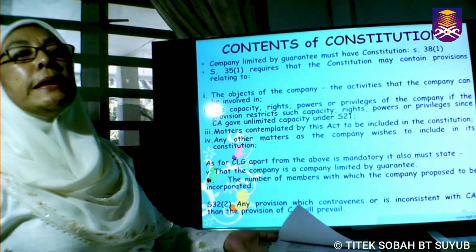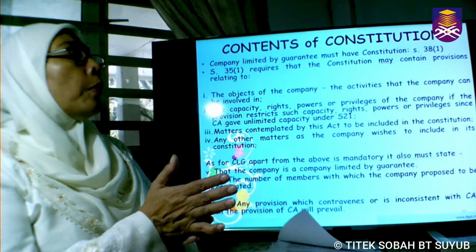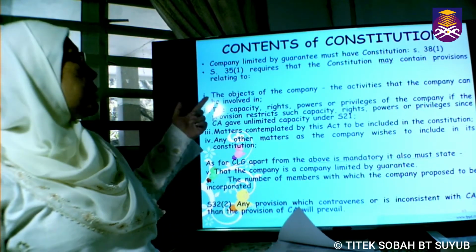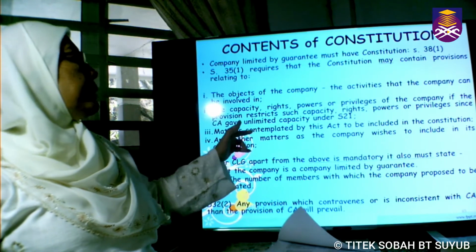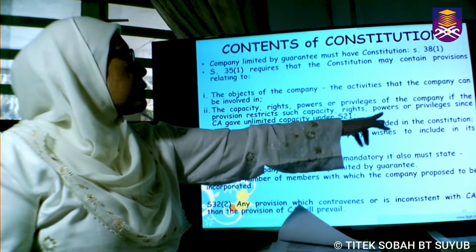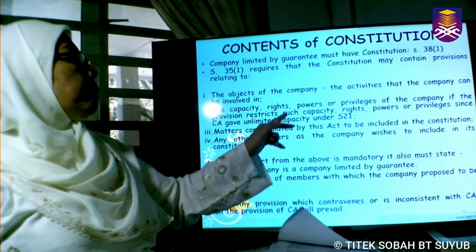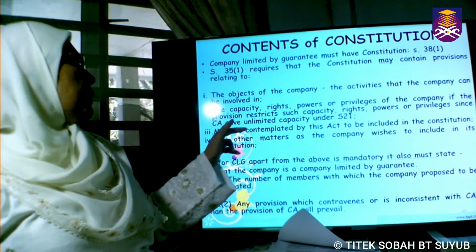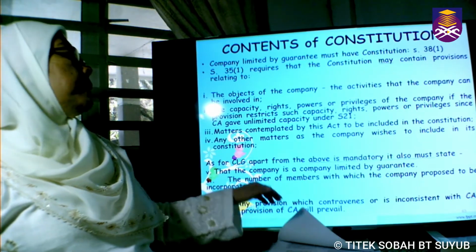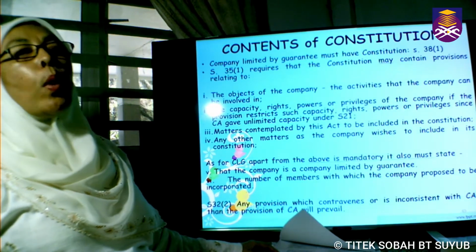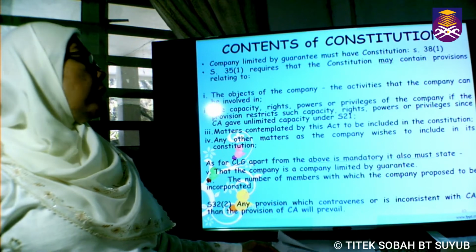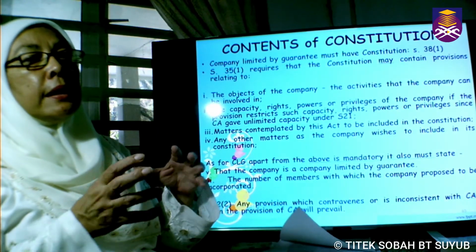What is the object of the company? This is actually the activity that the company can be involved in. So this is the object of the company. The capacity, rights, powers, privileges of the company. If the provision restricts such capacity, rights, powers or privileges, since the Companies Act gave unlimited capacity under section 21. Okay? Let's say there is a limitation to this.